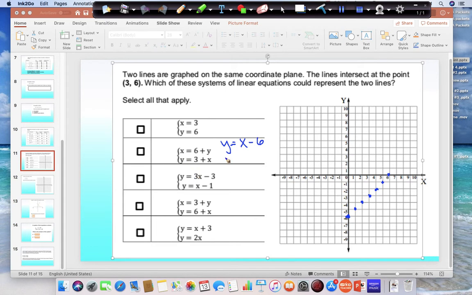Now the next one is 3 plus x, so x plus 3 would be the same thing. So we want to start at positive 3, and again it's up 1 over 1 for our slope. As you can see here, the lines are parallel, they will never touch.